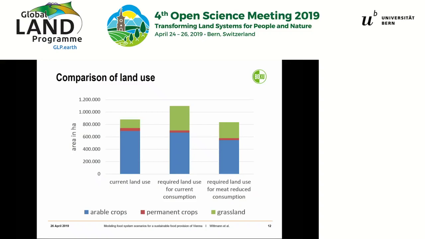And the larger share of grassland in these two bars means that now the grassland is produced in the western parts of Austria, most of it. And if we want to include it in the current region, we would need to convert some arable land to grassland.